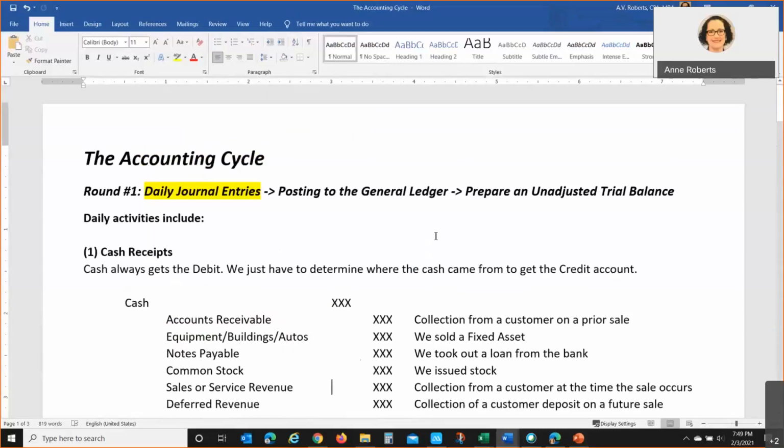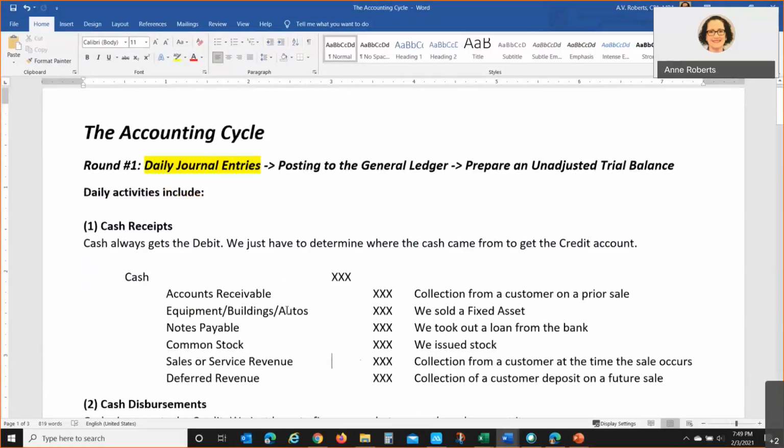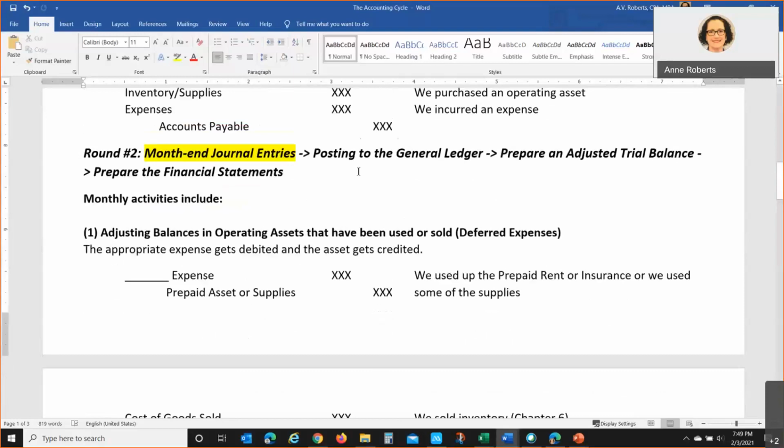Yes, it could be, but keep in mind that on this first exam, we're dealing with unadjusted balances. So any net income that we calculate on this exam is going to be a preliminary net income. When we get into chapter 4, that's when we make the adjustments. We get those really good numbers after the adjustments, and we get a finalized net income number. Okay, that makes sense.